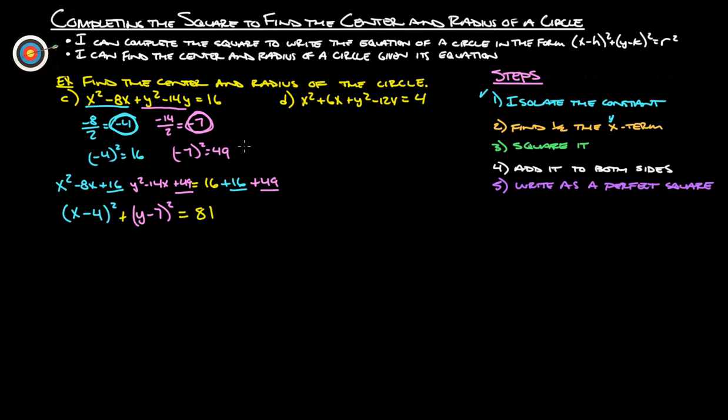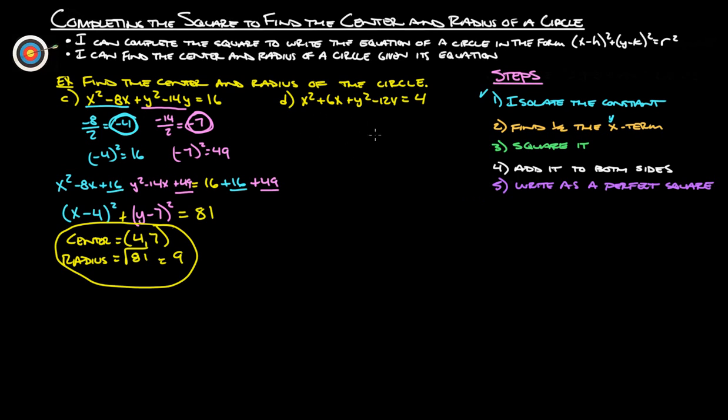Okay, so find the center and radius of the circle. The center is going to be at 4 and 7, and then the radius is going to equal the square root of 81, which is 9. So there's our center, 4, 7, and the radius is 9. I'm just going to cruise through this one really quick just to give you another example, but really it's the same thing that we just did.